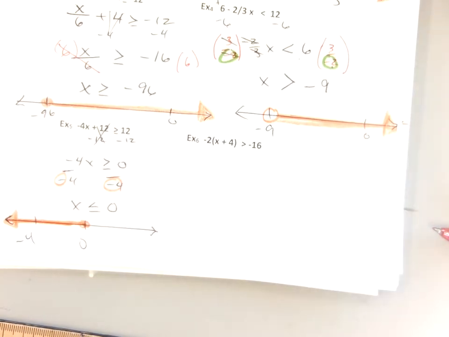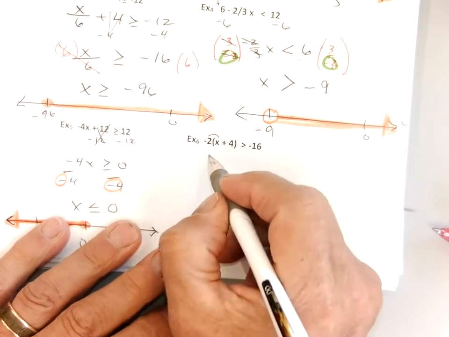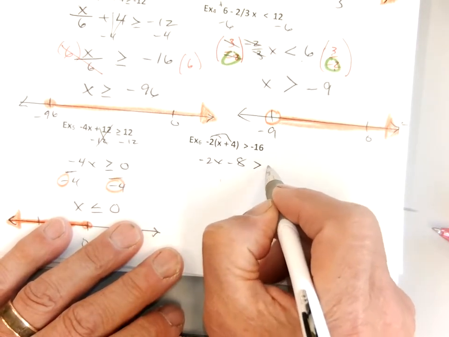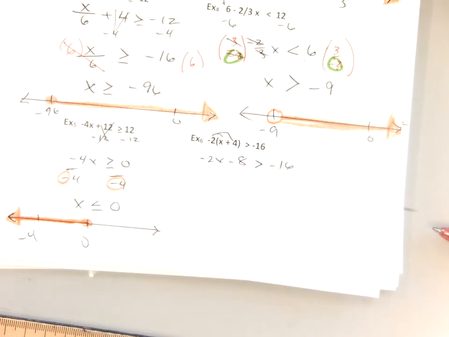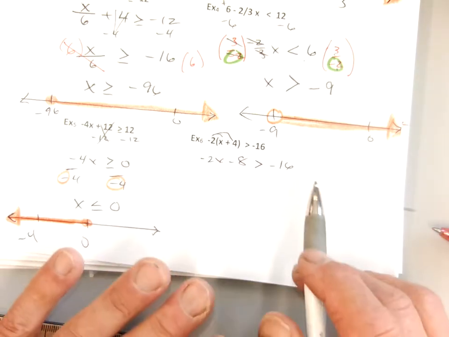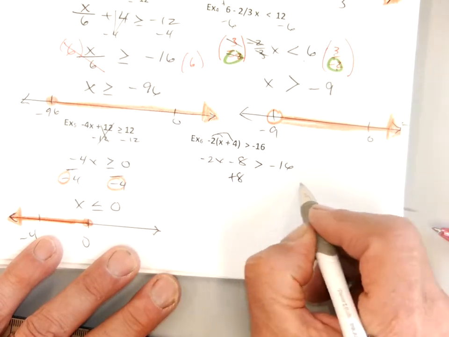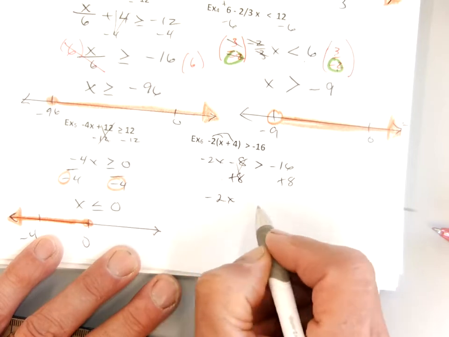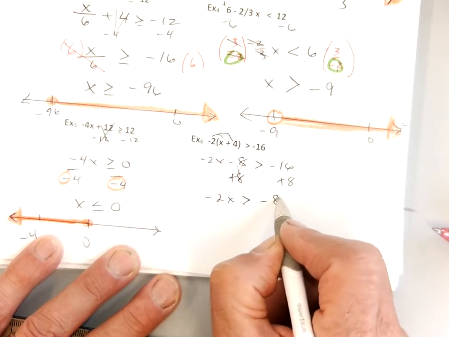All right, number 6. Distribute, right? Okay, so I'm going to get a negative 2x, negative 8 is greater than negative 16. Now, I did multiply by a negative, but I didn't do it to both sides, so it doesn't affect the sign. Does that make sense? I just distributed. It did not affect this side. Okay, so then plus 8 plus 8 cancels out my 8. Negative 2x is greater than negative 8.